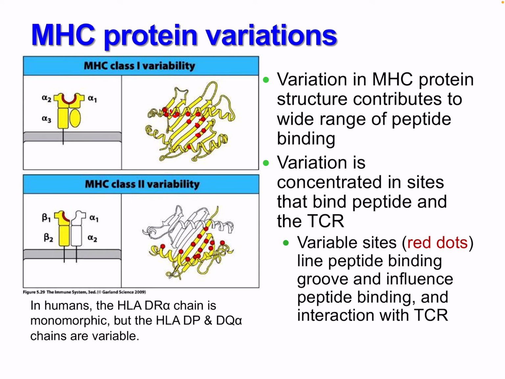The variation of the MHC protein structure contributes to a wide range of peptide binding. This variation is concentrated in sites that bind peptide and the T cell receptor. The variable sites, the red dots, line the peptide binding groove and influence peptide binding and interaction with the T cell receptor. So in humans, the DR alpha chain is monomorphic, but the HLA-DP and DQ alpha chains are variable. So here's our class 2, and here's our class 1.